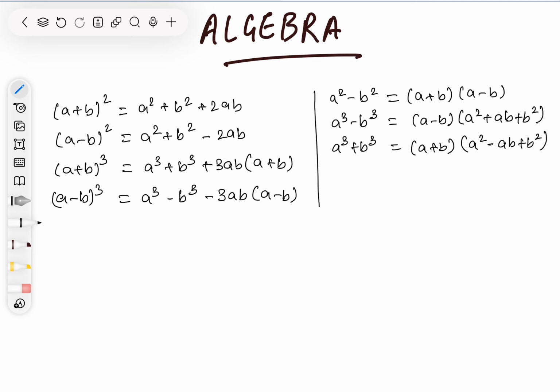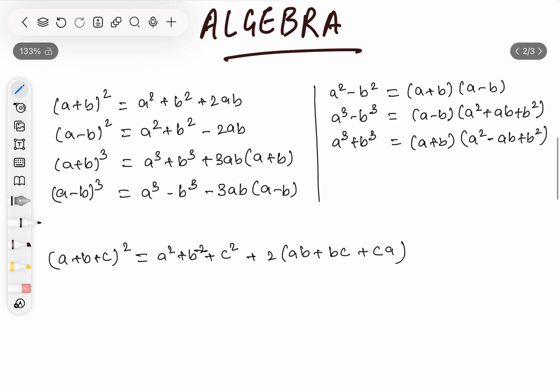Other than that, let's say if you have three numbers, that is a, b and c, and if you try to take the square of them, then you get a square plus b square plus c square plus 2 times of ab plus bc plus ca. So make a pair of each of them at least one time.